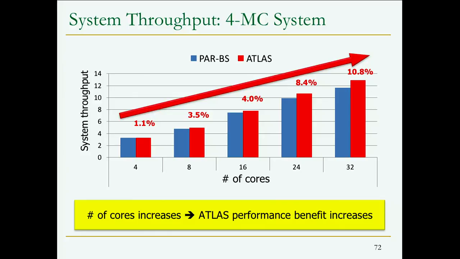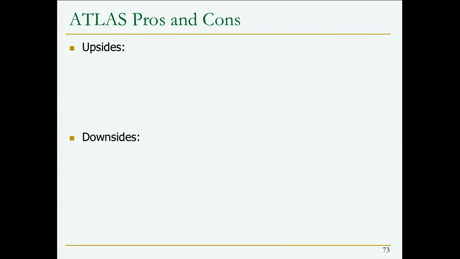Okay, so system throughput in terms of a 4-memory controller system, as we increase the number of cores, it turns out Atlas performs better as well. So the performance benefit increases as you increase the number of cores. And there's more detail in the paper, but I'm not going to go into detail a lot. But I'll give you the upsides and downsides.